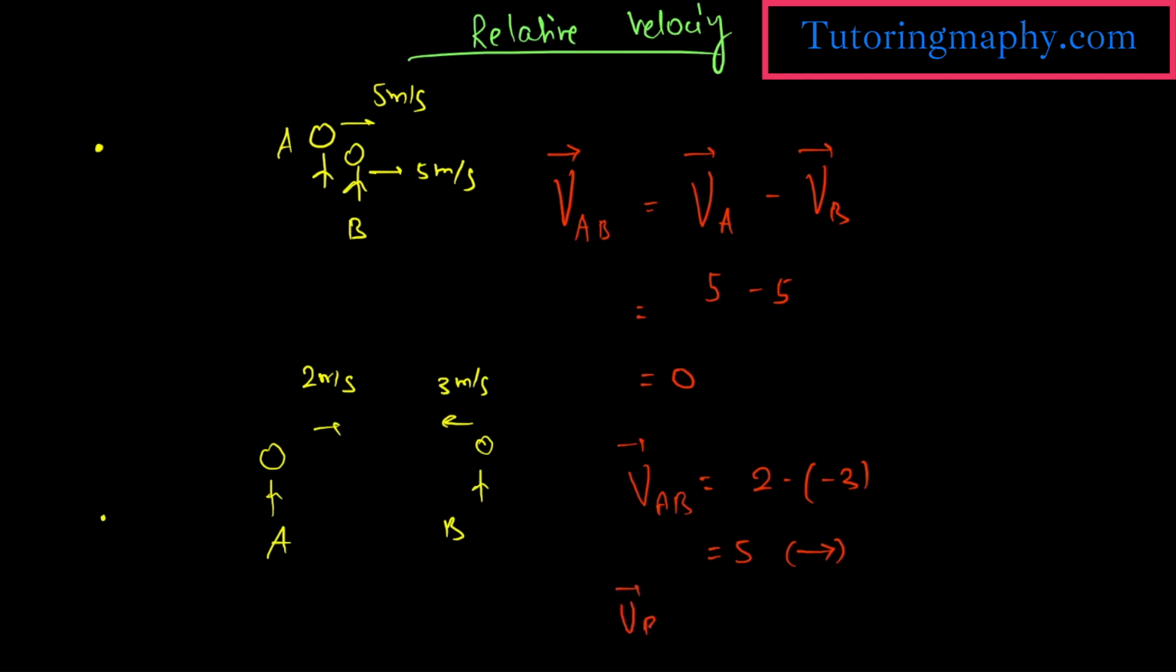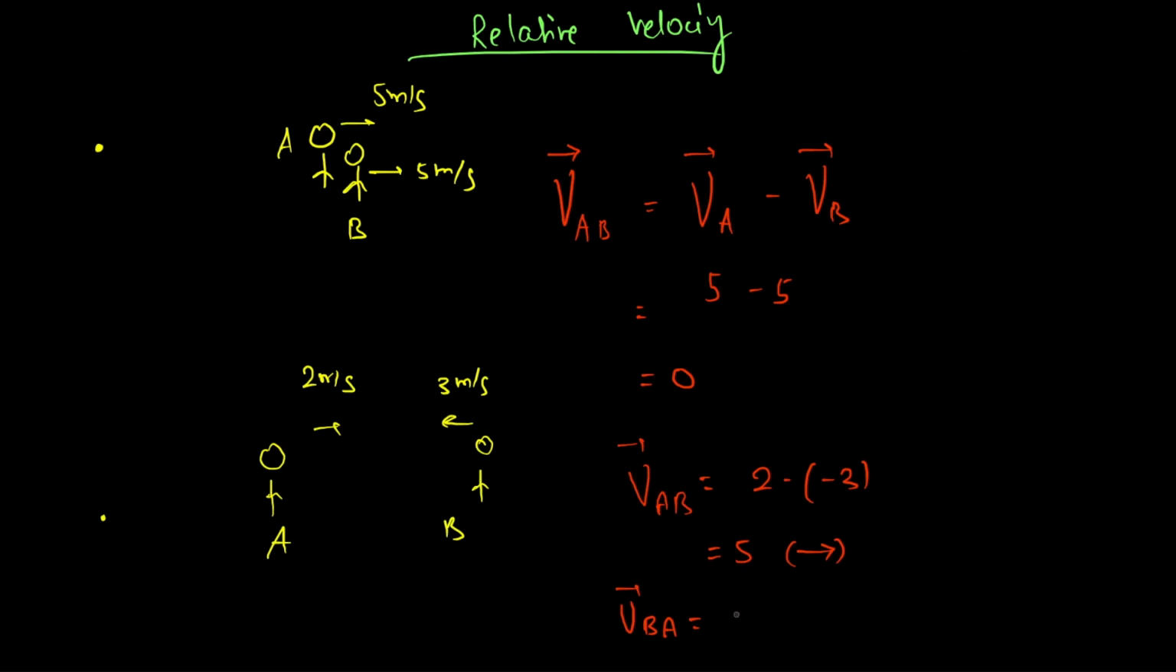And what is the relative velocity of B with respect to A? So negative 3 minus 2 is negative 5. Exactly. Negative 5, west.